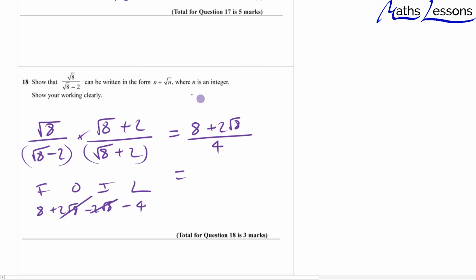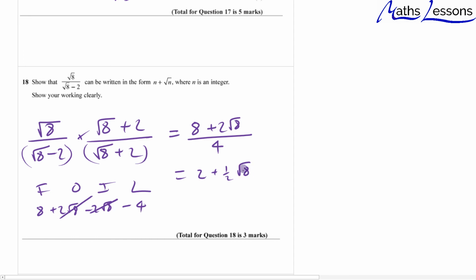I'm just looking at the question, I see where it's going. Because it just says n as an integer, we need to make sure everything has n as an integer. So 8 divided by 4 is 2. 2 divided by 4 is a half. Now we still haven't quite got n plus root n.